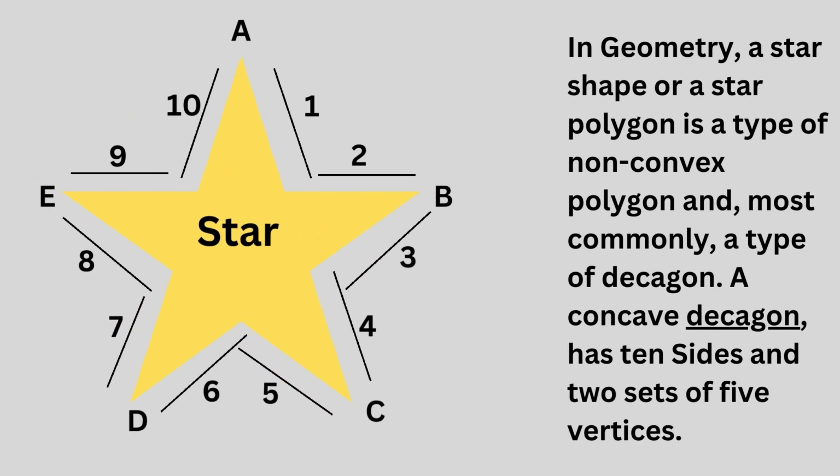Next shape we are going to see is star. In geometry, a star shape or a star polygon is a type of non-convex polygon, and most commonly, a type of decagon. A concave decagon has 10 sides and two sets of five vertices.